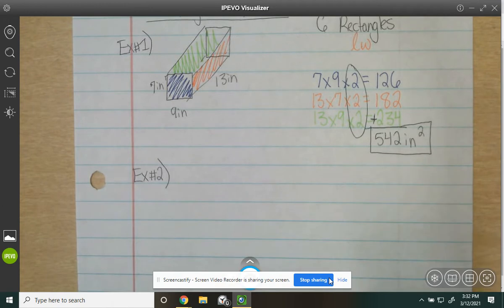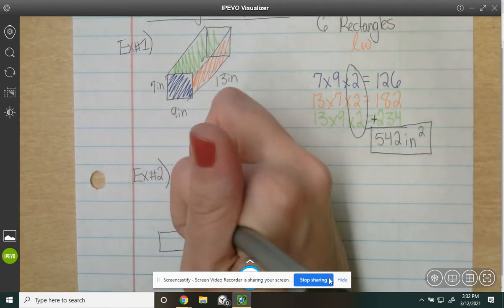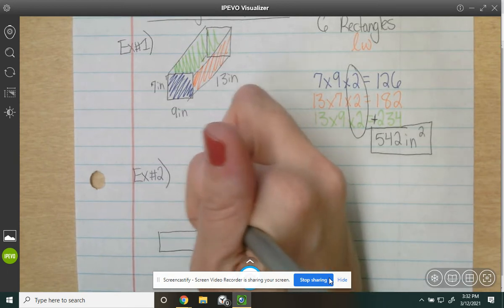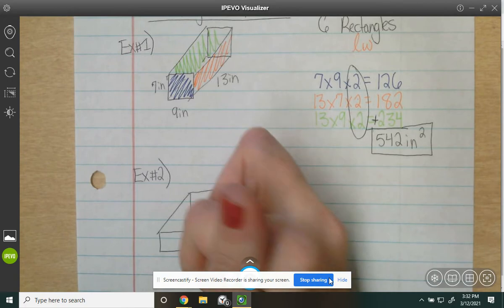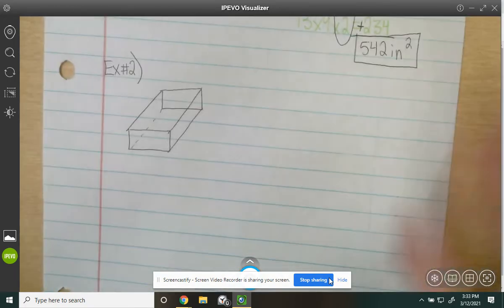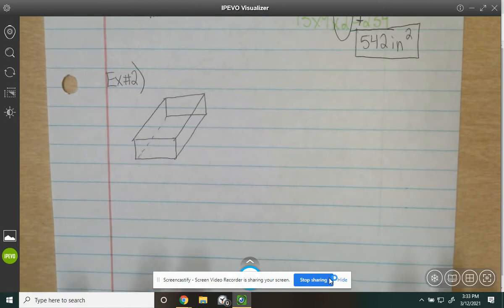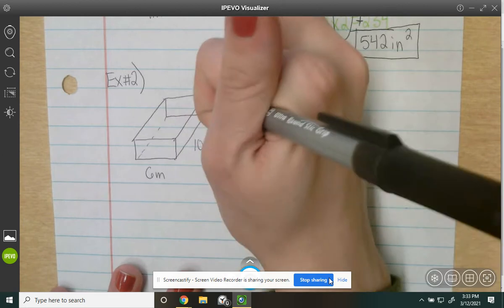Okay, so let's do another one, example 2. I'm going to draw a different shape here. Still a rectangular prism. Let's do 6 meters, 10 meters, and 3 meters.